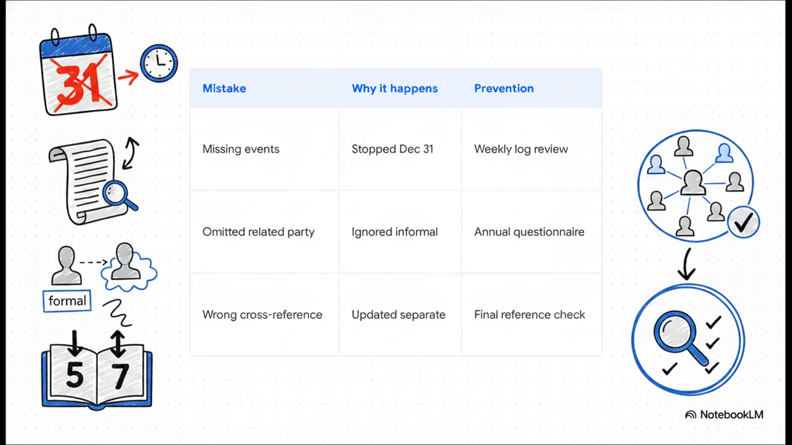Next, related party omissions. It's so common for teams to only disclose formal written agreements while completely ignoring the informal stuff. To stop this, you need a broad annual questionnaire signed by all management. And finally, wrong cross-references. You've definitely seen this one. The balance sheet says see Note 5, but the actual note is Note 7 because someone updated the notes independently. Prevent this with a final, dedicated review step literally just for checking see Note references.